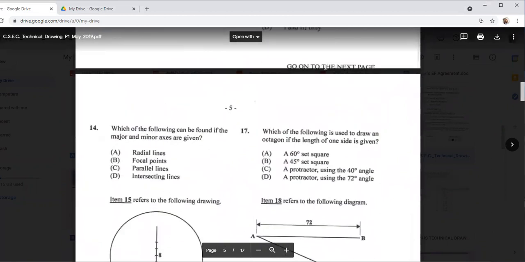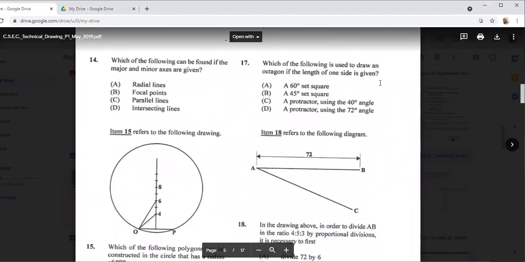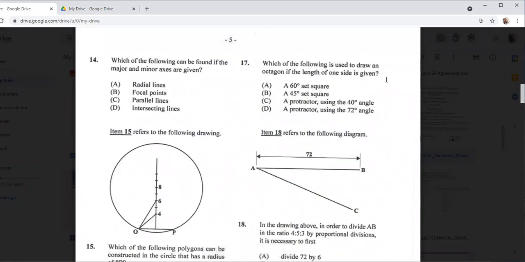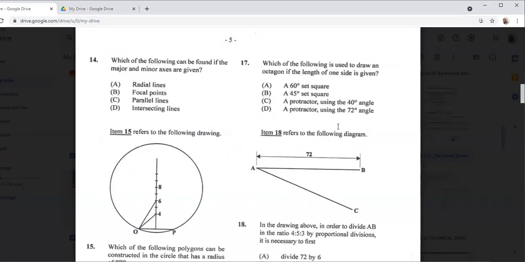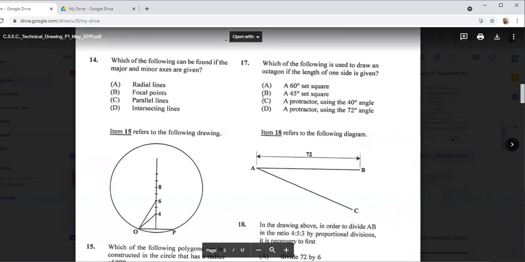All right. Number 17. Which of the following is used to draw an octagon if the length of one side is given? We did look at this on that diagram. It would be a 45-degree set square, which is B.